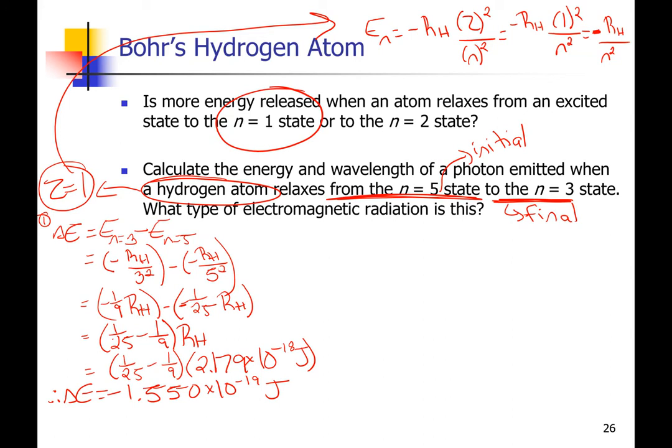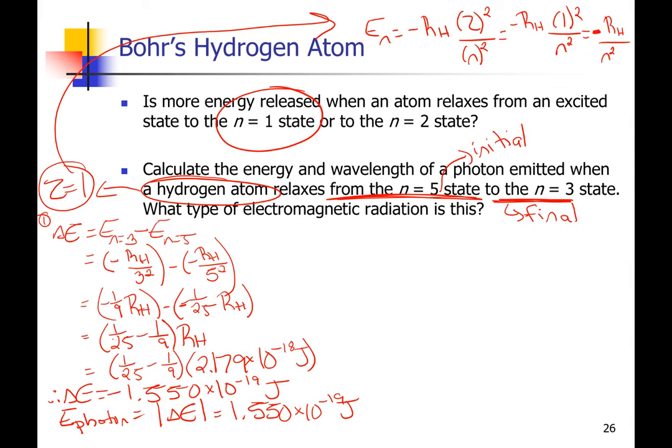This is delta E. This is not the energy of the photon. The energy of the photon has to be positive, so it is the absolute value of delta E. So the photon has an energy of 1.550 times 10 to the minus 19 joules, and that is a positive energy because photons can't carry negative energies. So that answers part one of the questions. We have calculated the energy of the photon.